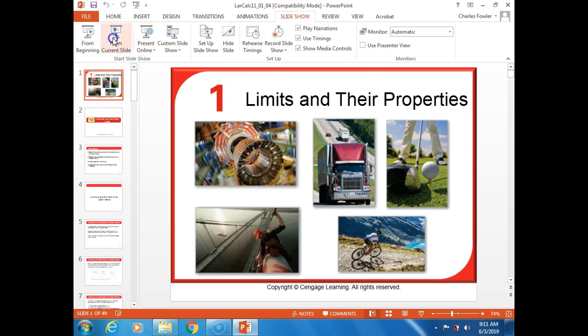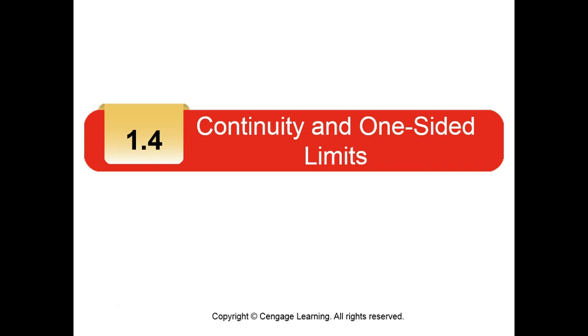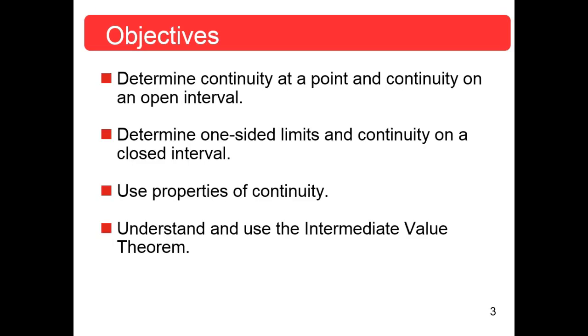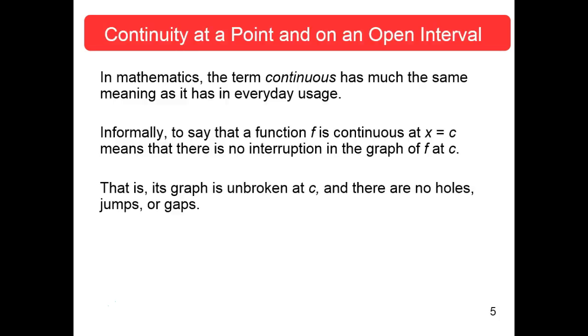So let's pick up here with the current slide. All right. Chapter 1 is limits and their properties. 1.4 is continuity and one-sided limits, okay? In this section, we'll determine continuity at a point and continuity on an open interval. We'll determine one-sided limits and continuity on a closed interval. We'll use properties of continuity, and we'll understand, of course you will, and use the intermediate value theorem, a very handy-dandy theorem. So let's start with continuity at a point and on some open interval.